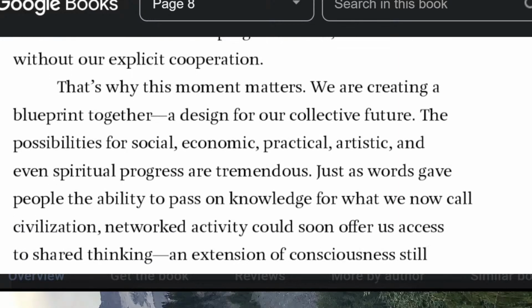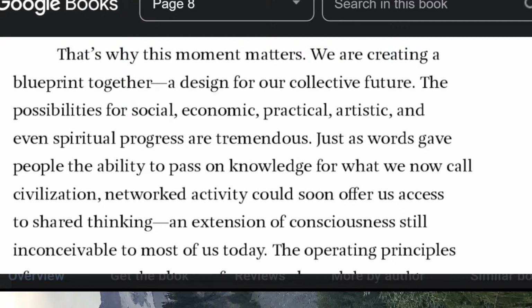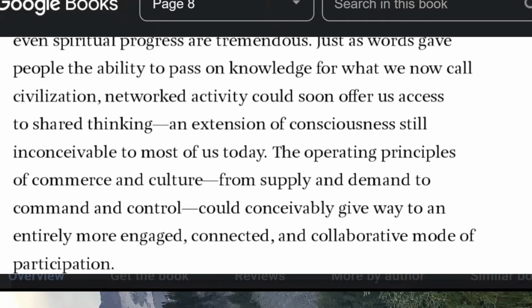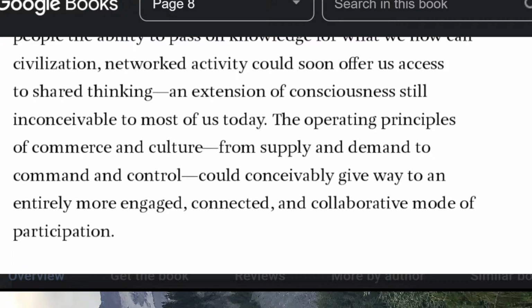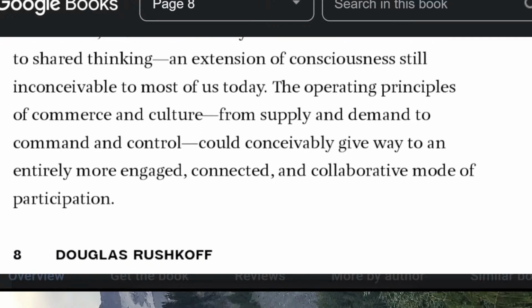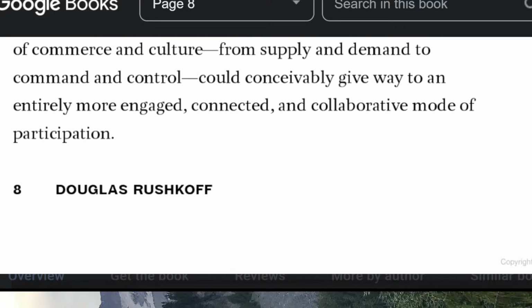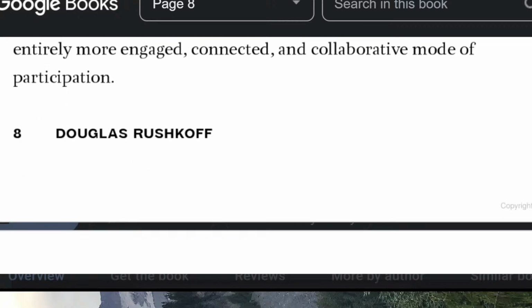That's why this moment matters. We are creating a blueprint together, a design for our collective future. The possibilities for social, economic, practical, artistic, and even spiritual progress are tremendous. Just as words gave people the ability to pass on knowledge for what we now call civilization, networked activity could soon offer us access to shared thinking, an extension of consciousness still inconceivable to most of us today. The operating principles of commerce and culture, from supply and demand to command and control, can conceivably give way to an entirely more engaged, connected, and collaborative mode of participation.